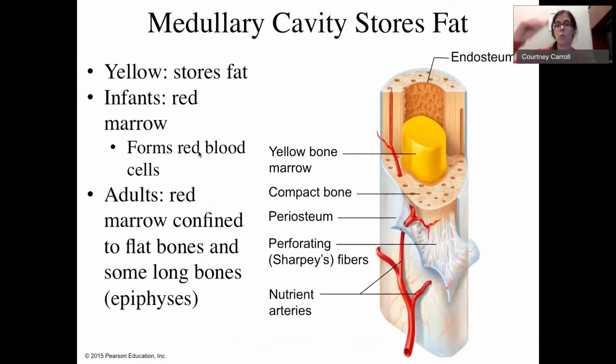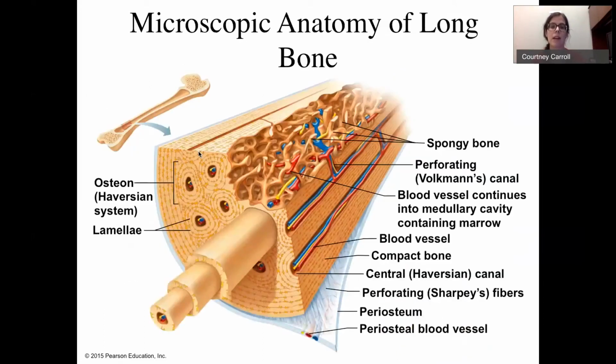Inside our long bones, we have a medullary cavity, and this is where we're going to store fat in the form of bone marrow. Yellow is specifically for fat. In children, it's actually red marrow, which all of it will form red blood cells. And in adults, that red marrow is confined just to our flat bones and some of our long bones, but not every long bone. Let's now talk about the microanatomy of our long bone.